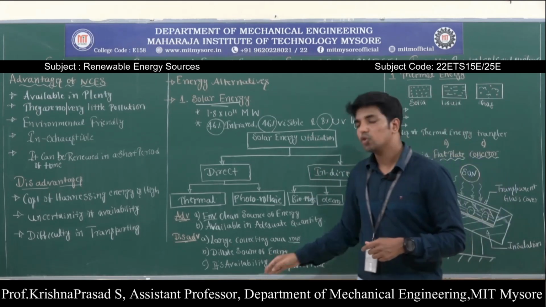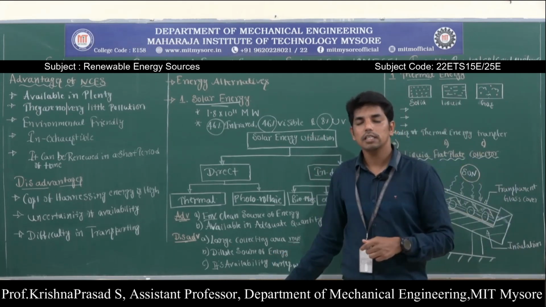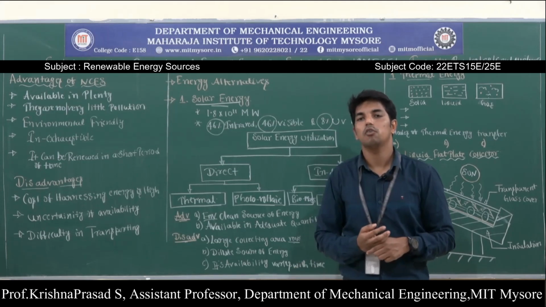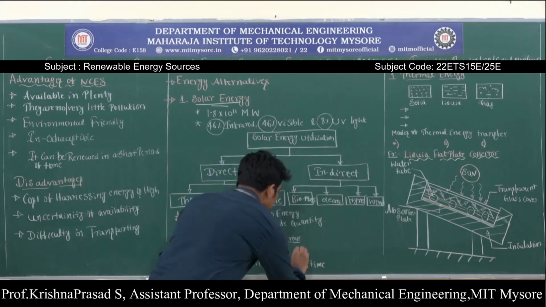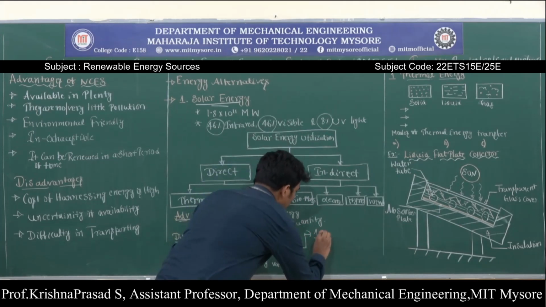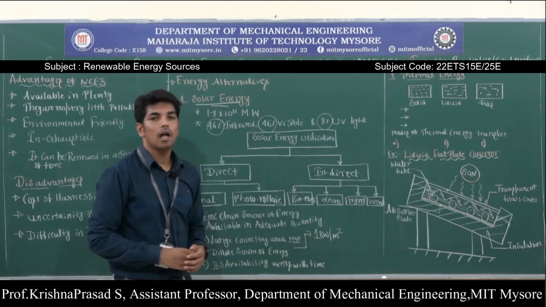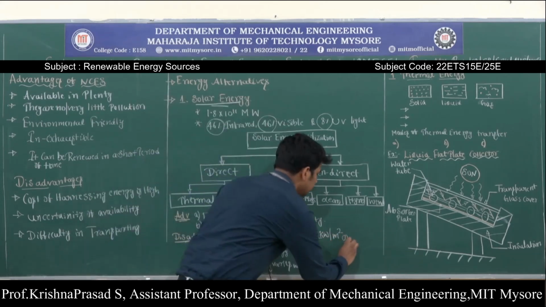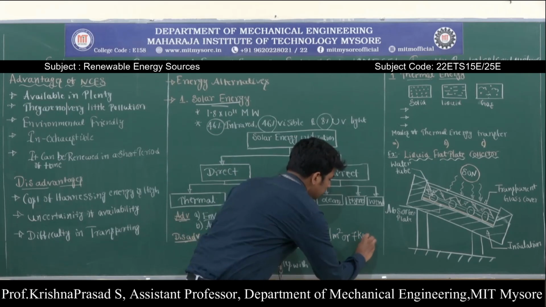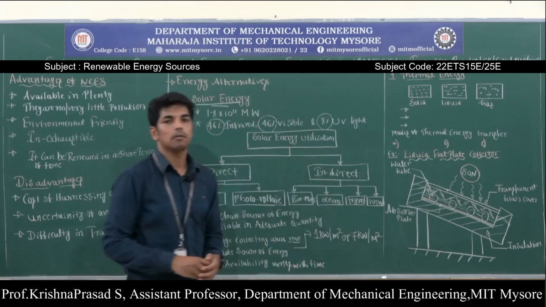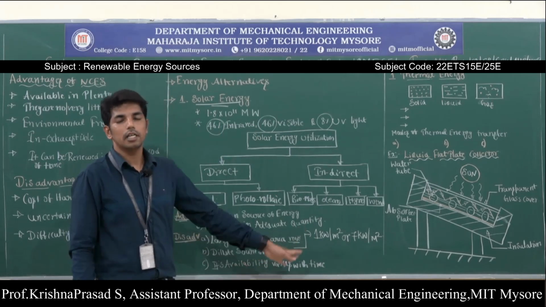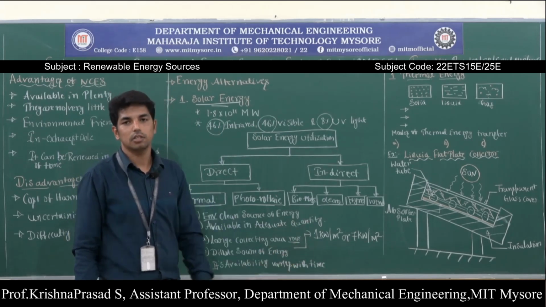Next, it is a dilute source of energy. Yes, solar energy is usually available in dilute form. Even in the hottest regions, the solar radiation we can expect is only 1 kilowatt per square meter, and for the whole day, the total solar radiation we receive is only 7 kilowatt-hours per square meter. So this is very little in terms of energy utilization.